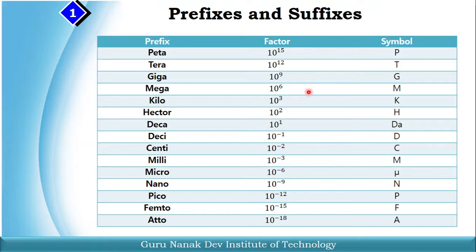Similarly, for smaller values, like for nanometer, you can write small n. For pico, you can write small p.